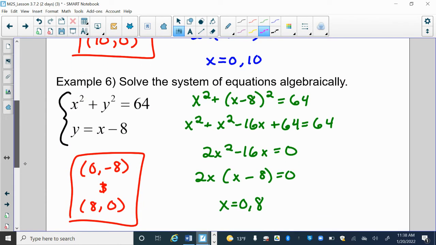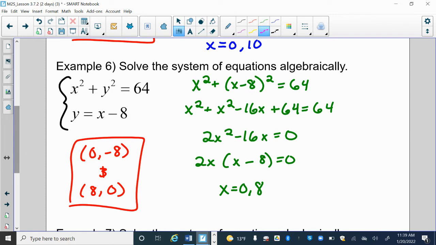Okay, so this is how this one should have worked out. You'd say x squared plus (x minus 8) squared equals 64. Multiply this out, combine like terms, and get our equation equal to 0. So you should have got to 2x squared minus 16x equals 0. Factor out a greatest common factor of 2x from both of these, giving us 2x times (x minus 8) equals 0. So x equals 0, x equals 8.